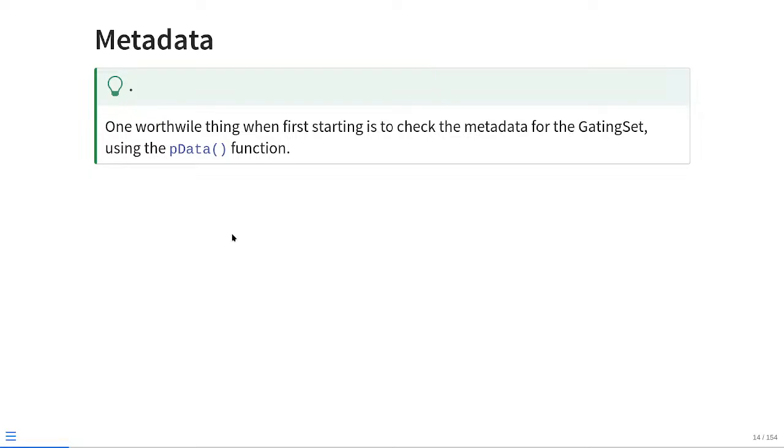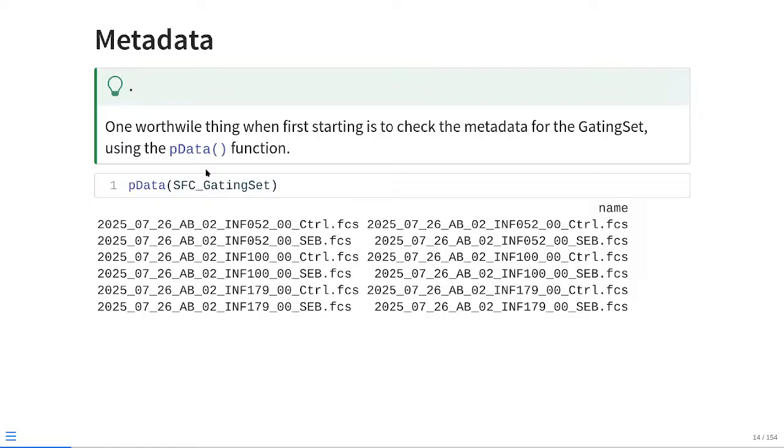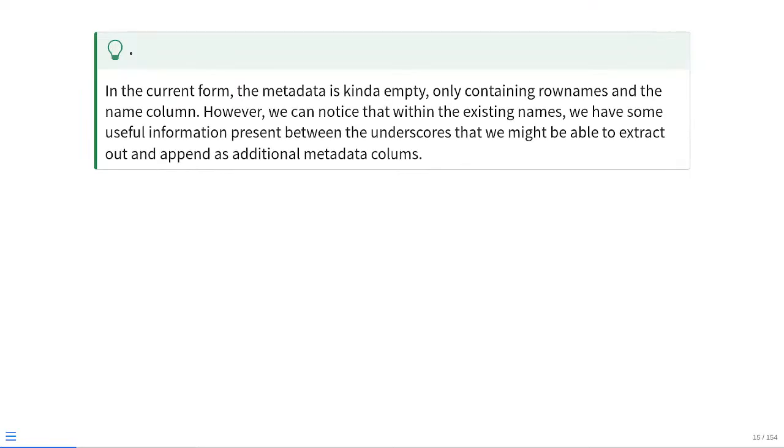So as you may remember from a couple weeks ago, the way we do this is using the pData function, where we place our gating set's name in the middle of the parentheses, and then go ahead and check. Sure enough, you can see that we have the 6 files that we're interested in, but all we have is a single column called name. This is just the row names on the side, so we don't have much metadata with which we can sort these individual specimens.